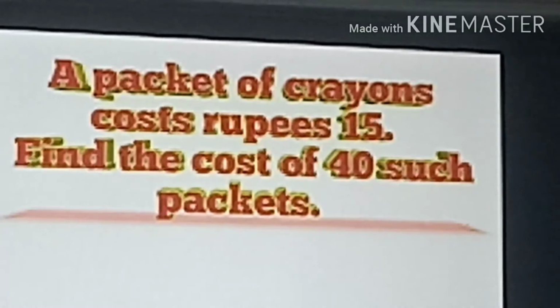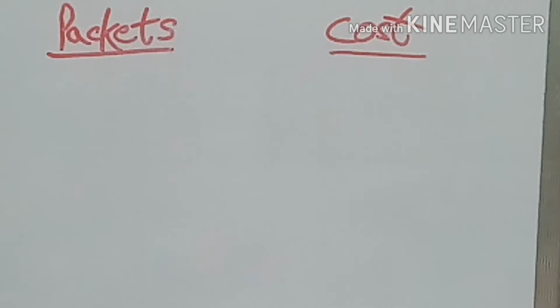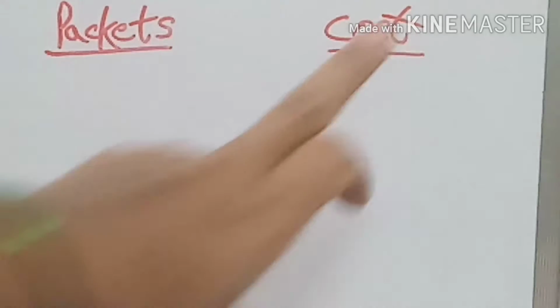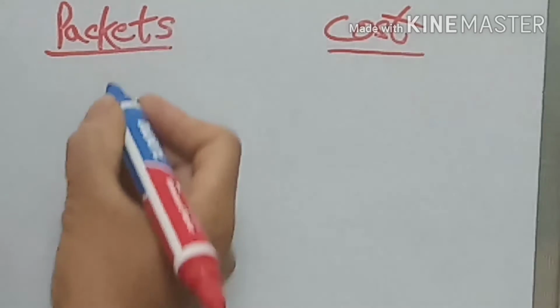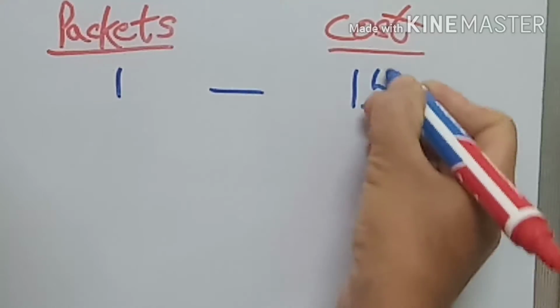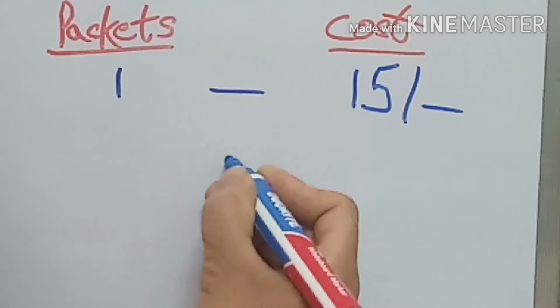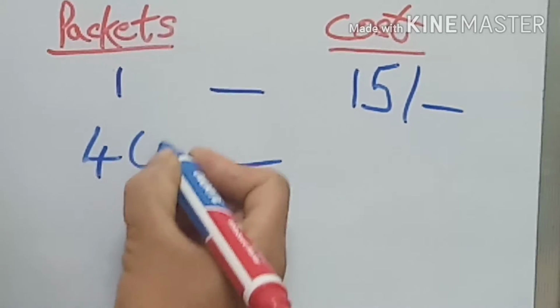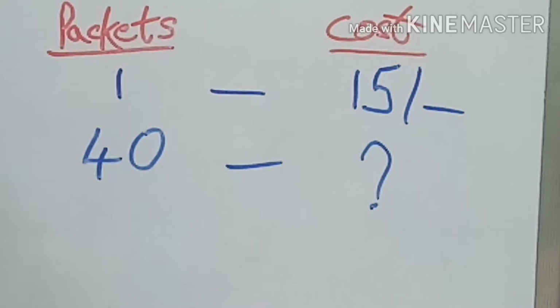Now the same information I will put in this format, and I will explain how magically, how trickily, we can understand what to do. The given information I am going to put like this: packets and cost. In the first sentence, one packet costs 15 rupees, and in the second sentence he has given 40 packets of crayons, how much does it cost, right?